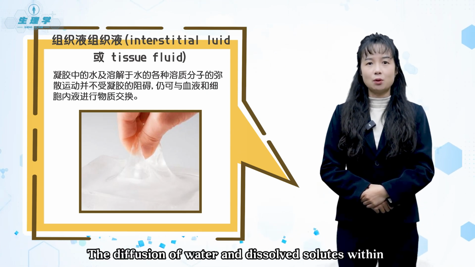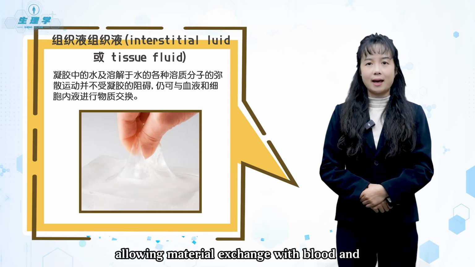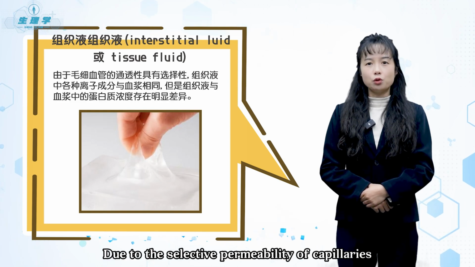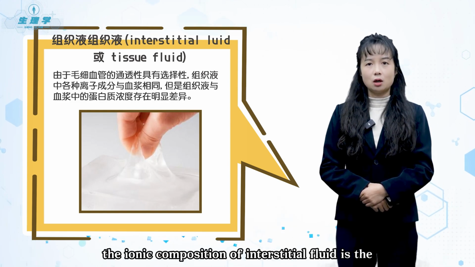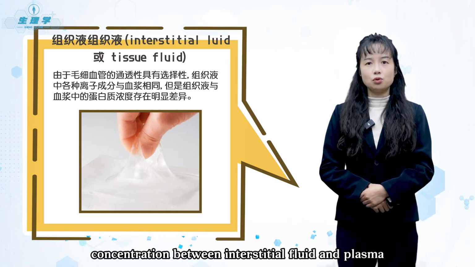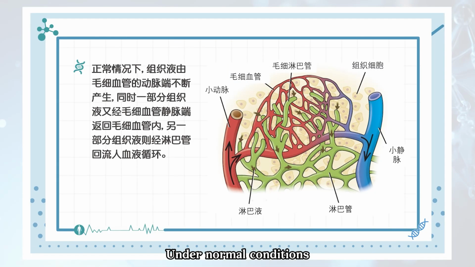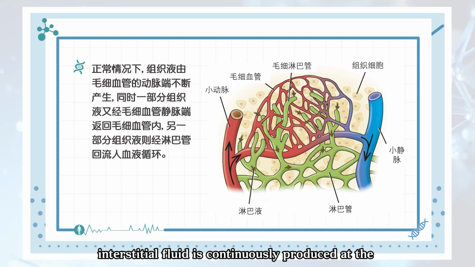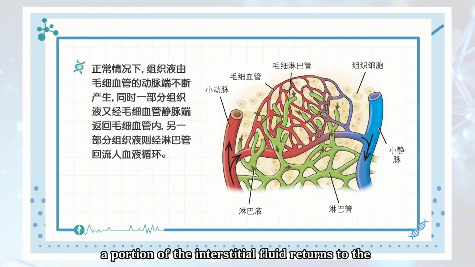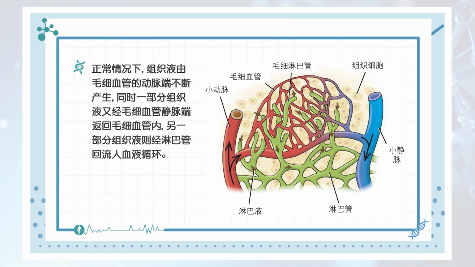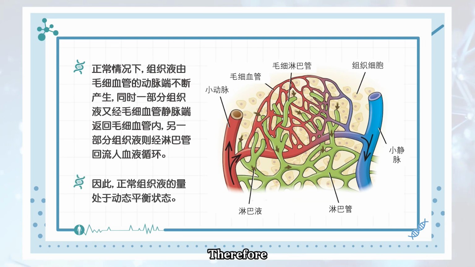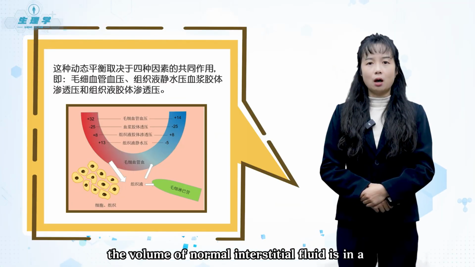The diffusion of water and dissolved solutes within the gel is not hindered, allowing material exchange with blood and intracellular fluid to continue. Due to the selective permeability of capillaries, the ionic composition of interstitial fluid is the same as plasma, but there is a significant difference in protein concentration between interstitial fluid and plasma. Under normal conditions, interstitial fluid is continuously produced at the arterial end of capillaries. Simultaneously, a portion of the interstitial fluid returns to the capillaries at the venous end. Another portion drains back into the circulation via lymphatic vessels. Therefore, the volume of normal interstitial fluid is in a state of dynamic balance.